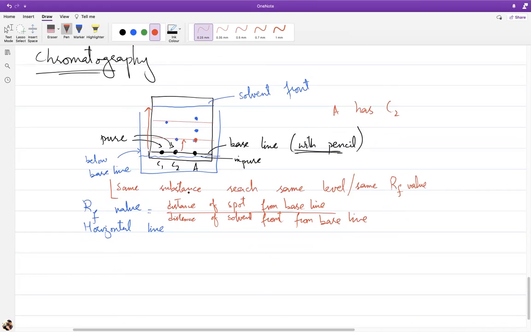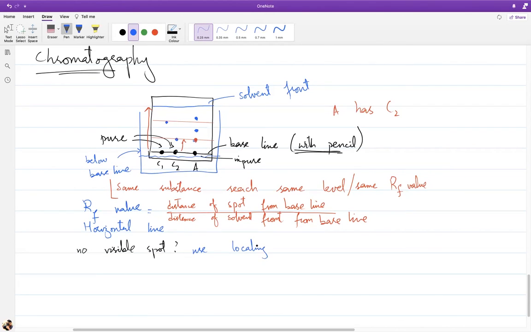One last thing. What if we don't get a color? What if we don't see a spot? If we say there is no visible spot, then the answer is use a locating agent.